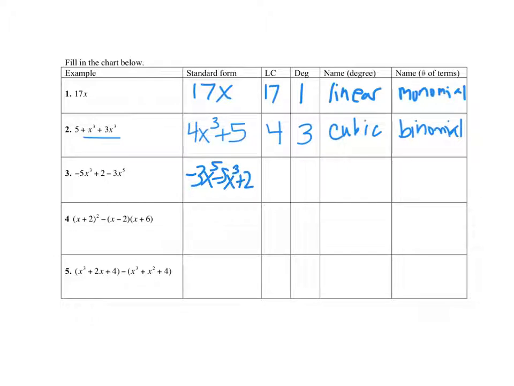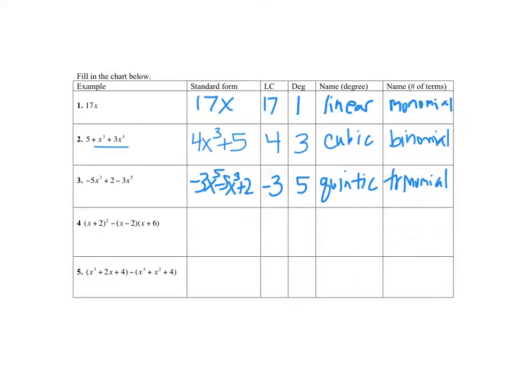All right, what'd you get for the leading coefficient? Negative 3. What's the degree of this guy? 5. His name, according to its degree? Quintic. Quintic. And then the name of it, according to how many terms it has, it's a trinomial. Nice. Okay.